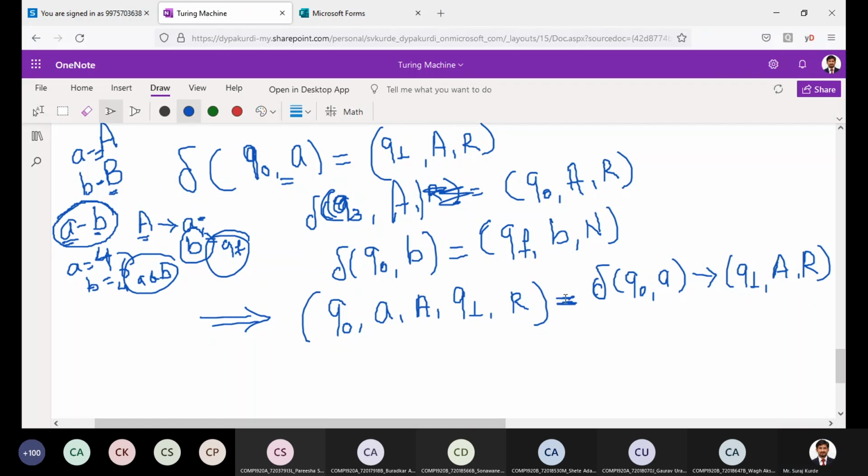So they are the same representations of transitions. Representations are different, but transitions are the same. So Q0 is the current state, a is the input, small a replaced with capital A. Next it is Q1, go to the right cell. You may find this representation in some books, so you should not get confused. That's why I've shown this one. Normally we write delta Q0, comma a equal to Q1, comma A, comma R.